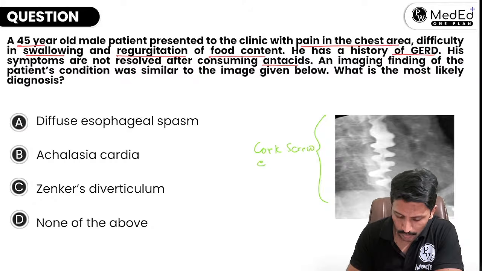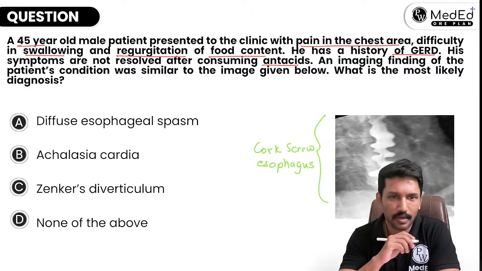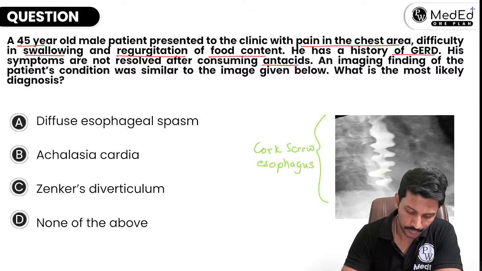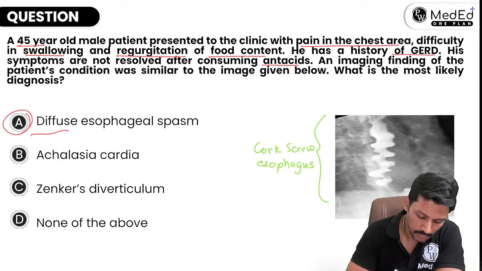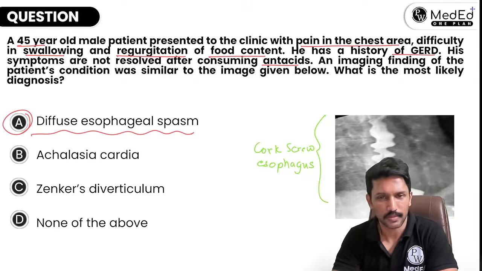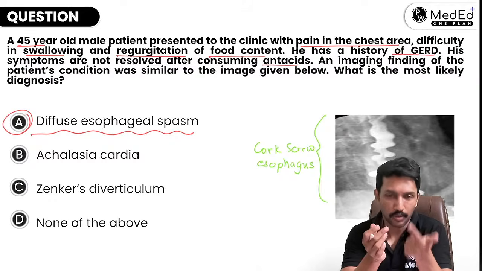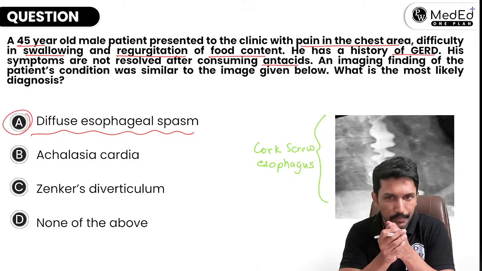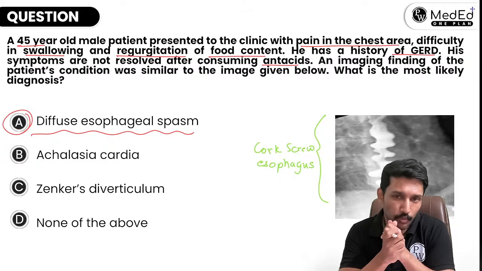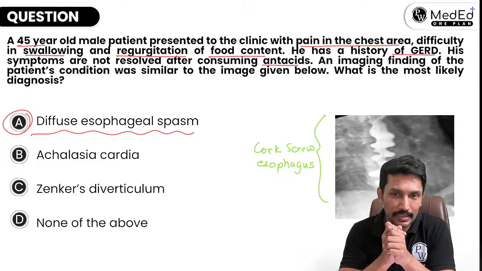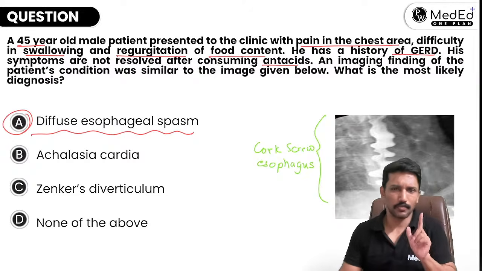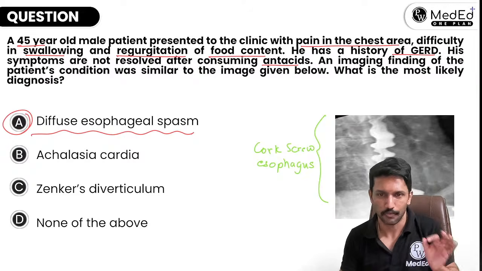Corkscrew esophagus. So where do we get corkscrew esophagus? Not in achalasia, not in Zenker's diverticulum. We get corkscrew esophagus in diffuse esophageal spasm. I'm not getting into a detailed discussion of this topic because in surgery, Dr. Sandeep will be addressing this again, since all these esophageal motility disorders are discussed in surgery in detail. So I will not waste much time here, but be aware that corkscrew esophagus is diffuse esophageal spasm.